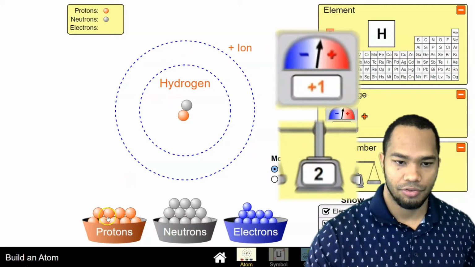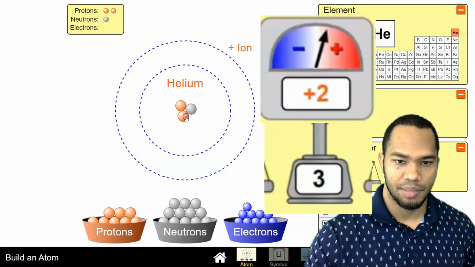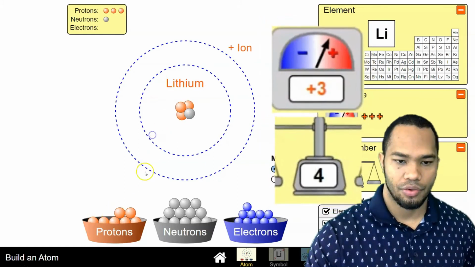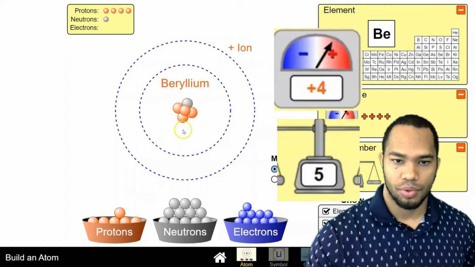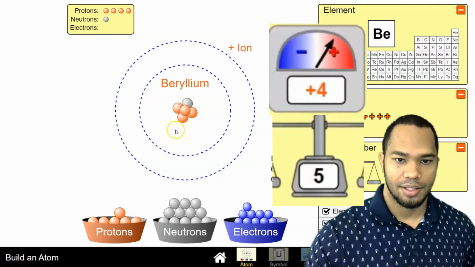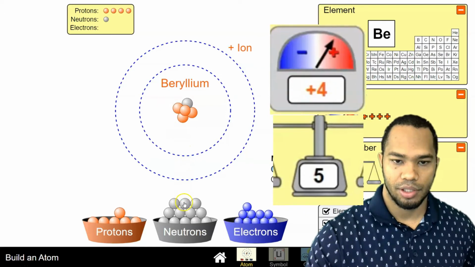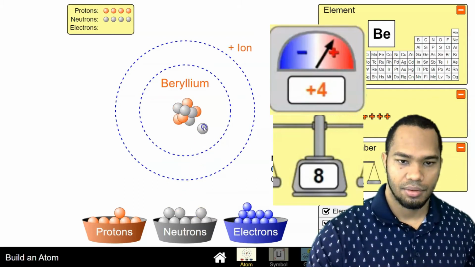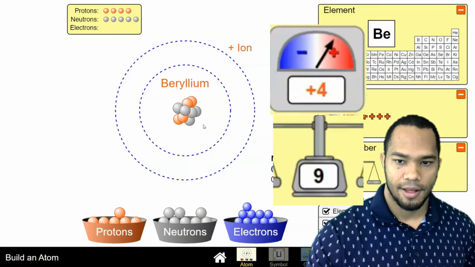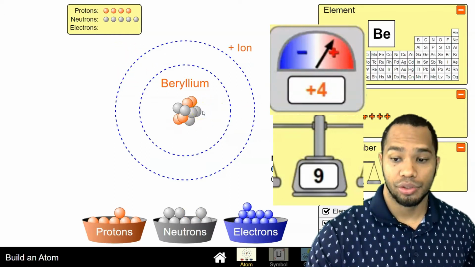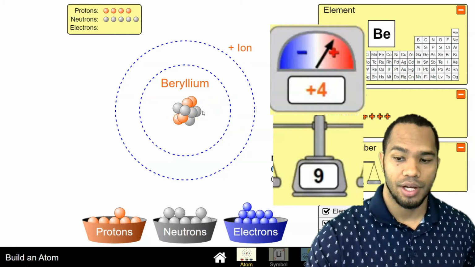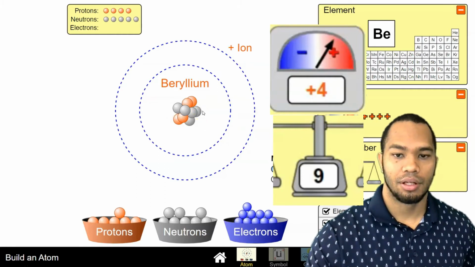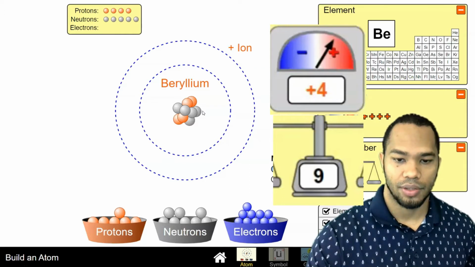Beryllium is the fourth element on the periodic table, so we have to have 2, 3, 4 protons. And the atomic mass for beryllium is 9, should be 9. Okay. And then beryllium is in group 2. So when it forms bonds with other elements, it will typically give away 2 electrons.